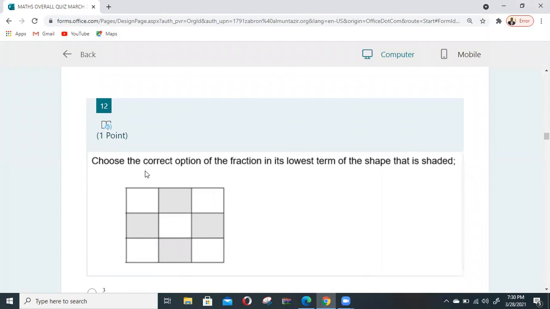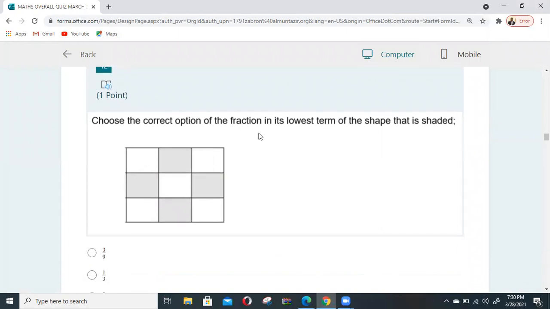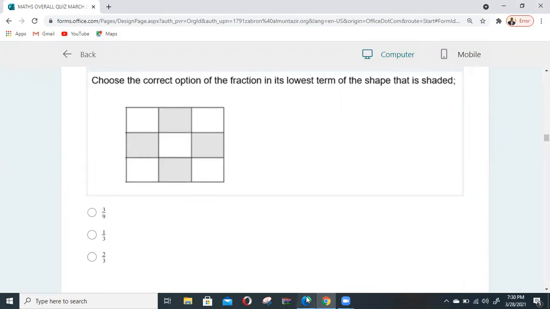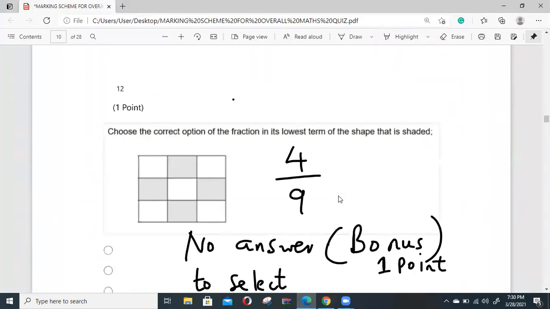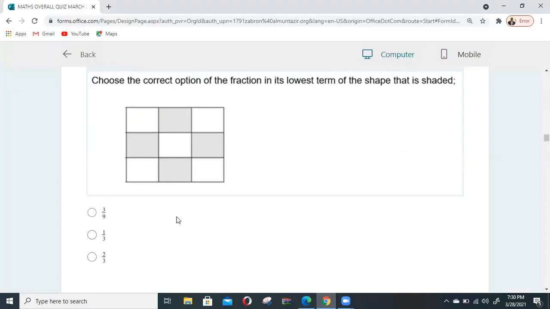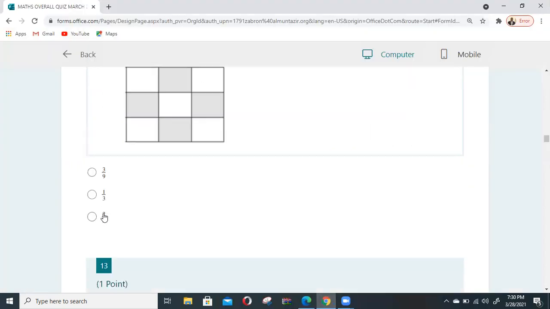Question number 12, choose the correct option of the fraction in its lowest term that is shaded. Okay, this is the question, and you're supposed to do that. So when I did that question, I got 4 out of 9, but if you check it here, there is no 4 over 9. Can you see that there is no 4 over 9?